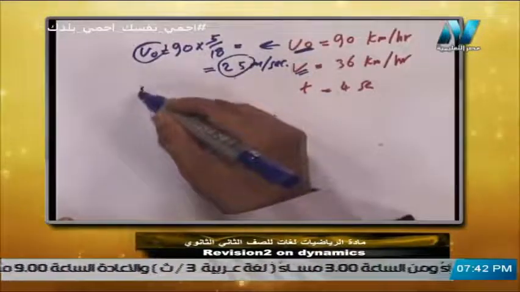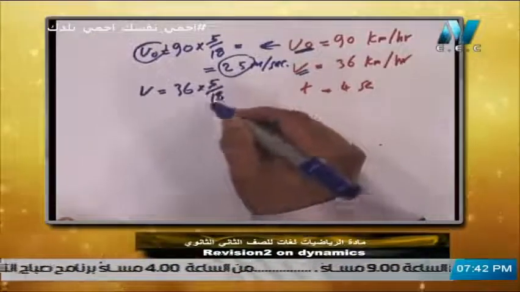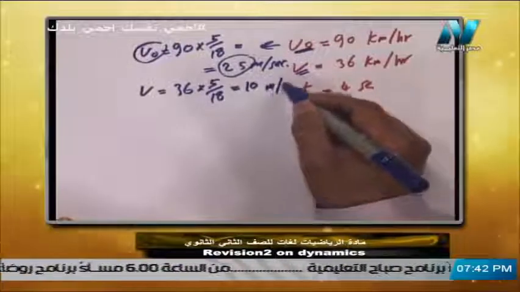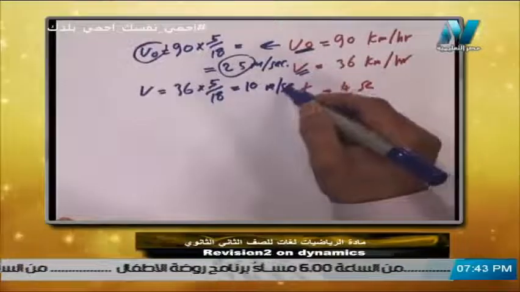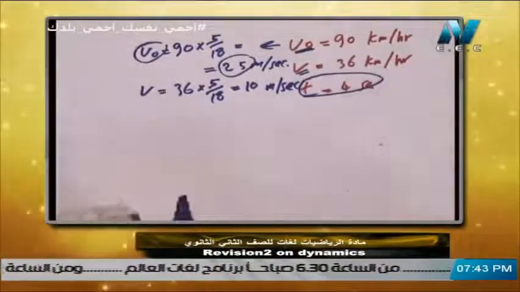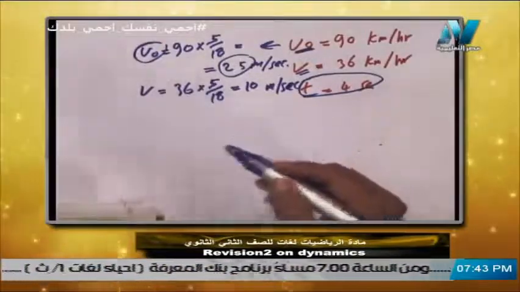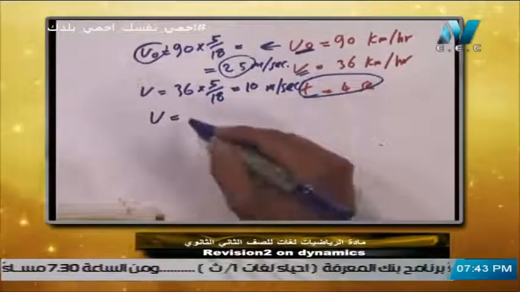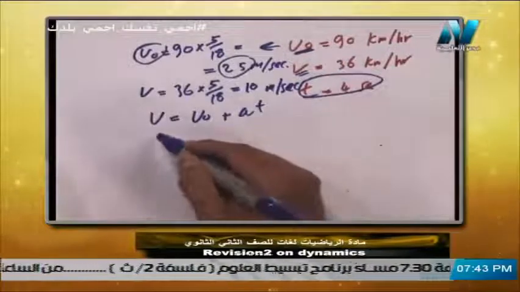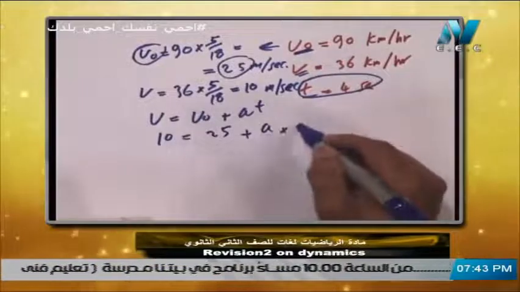And also V equals 36 times 5 over 18. So the final answer will be 10 meter per second. And t, which is time, equals 4 seconds. By applying the rule V equals V naught plus AT, V here equals 10 and V naught equals 25 plus A multiplied by 4.